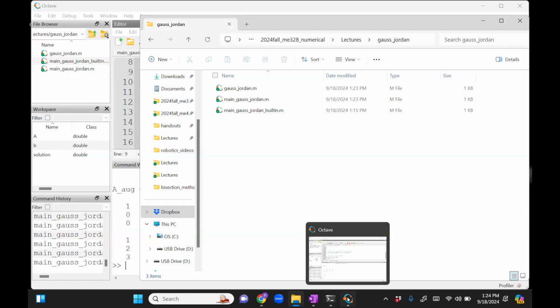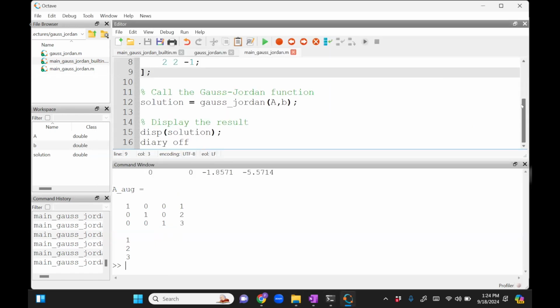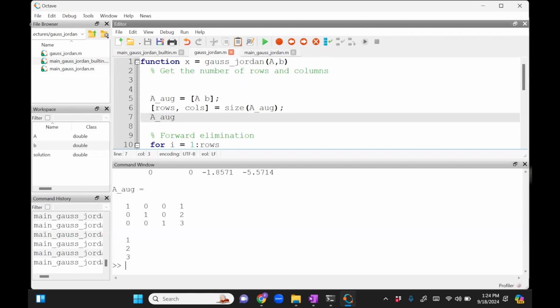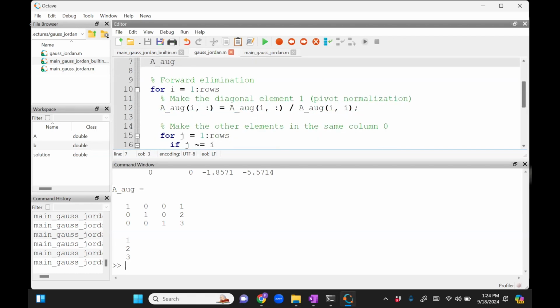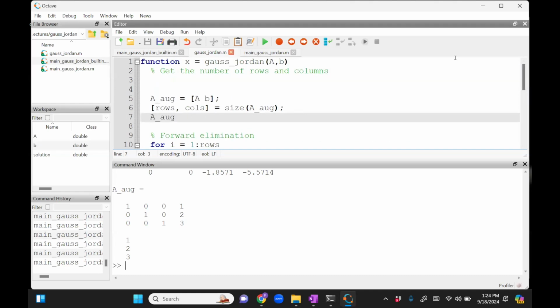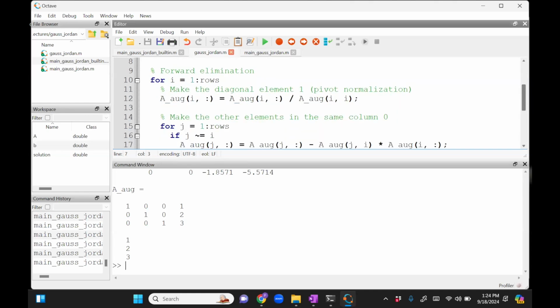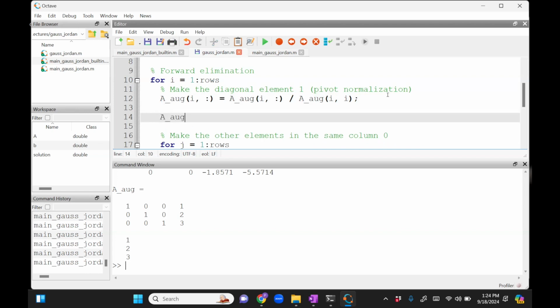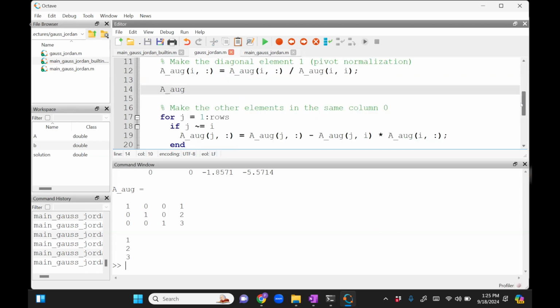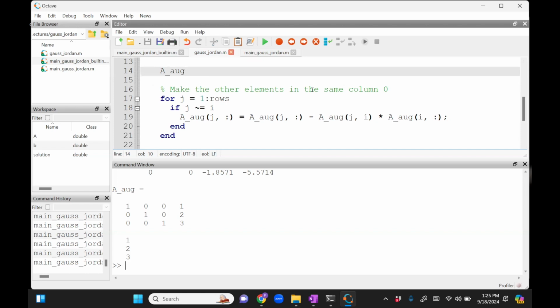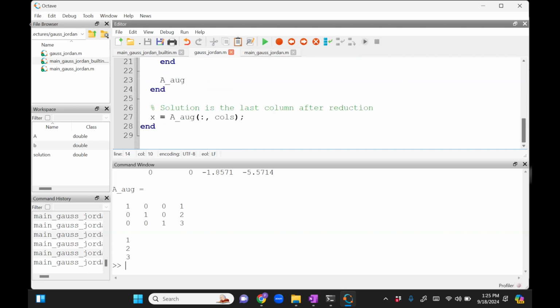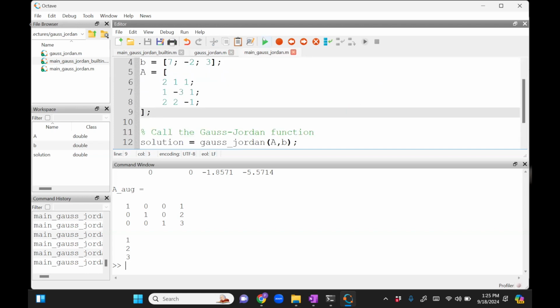I can actually print the output in the right place. So I need one more A augmented to be printed. So let's see, here's what it's doing. It's basically augmenting it. We saw what that is. Forward elimination basically normalizes to get a pivot equal to 1. So I should print this. Then what it does is the elimination to make zeros. So I have to print that. Okay, now it should work fine.